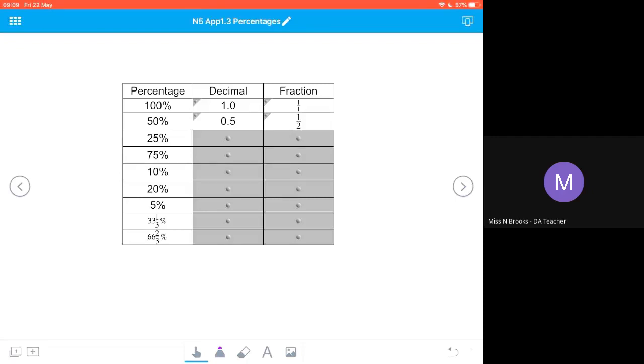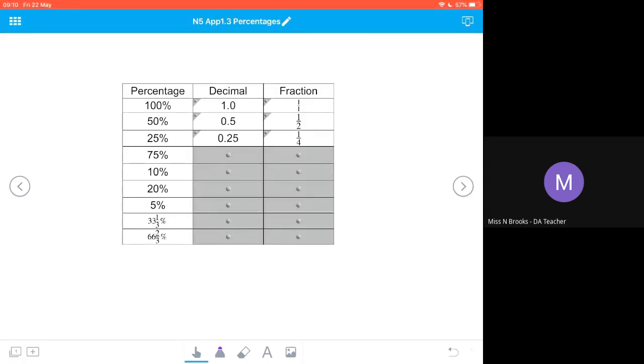25% is half of 50%. So a half of our half is a quarter. Or if we've got 25 out of 100, our common factor is 25, and there are 4 25s in 100, so it simplifies to 1 over 4. Our decimal is going to be 0.25. So it's half of 0.5, or it's 25 divided by 100 to give us our 0.25.